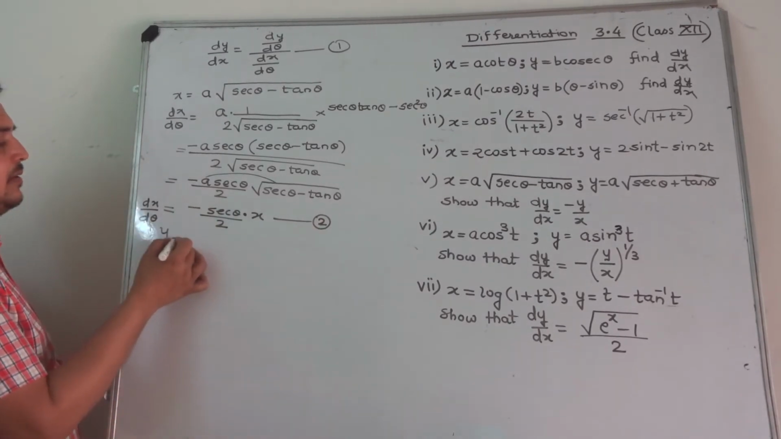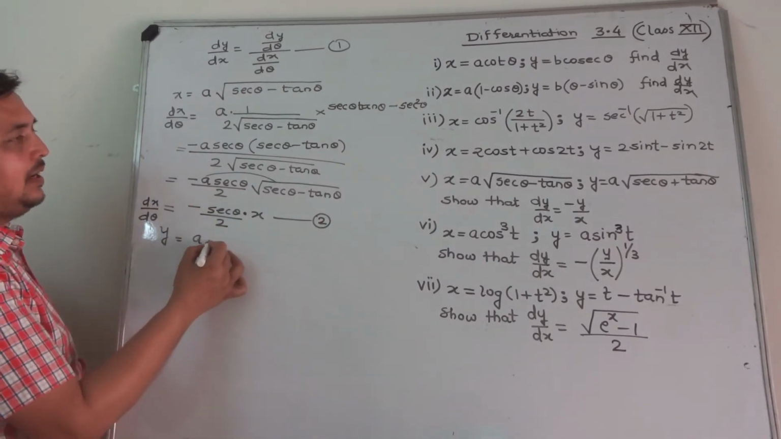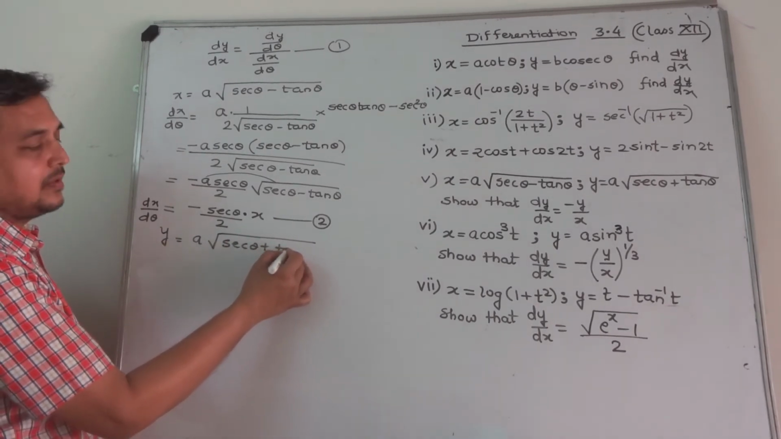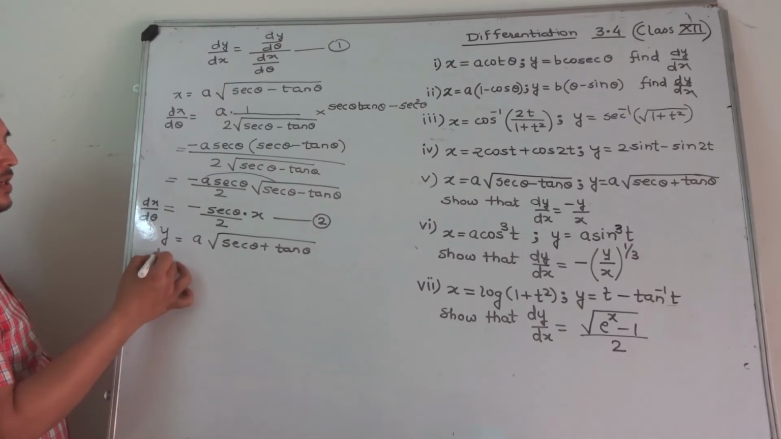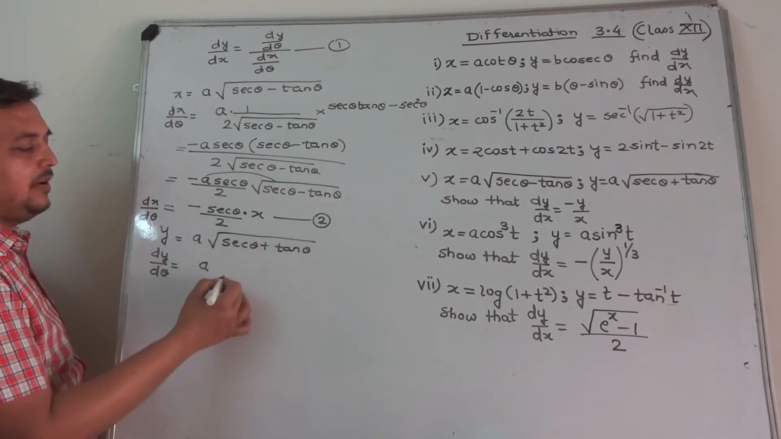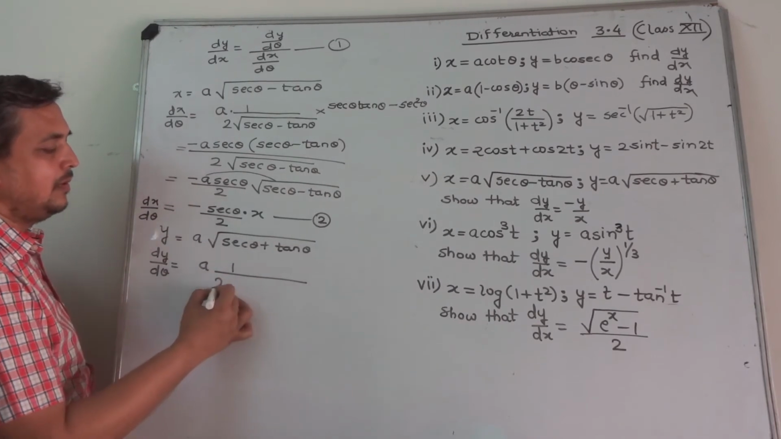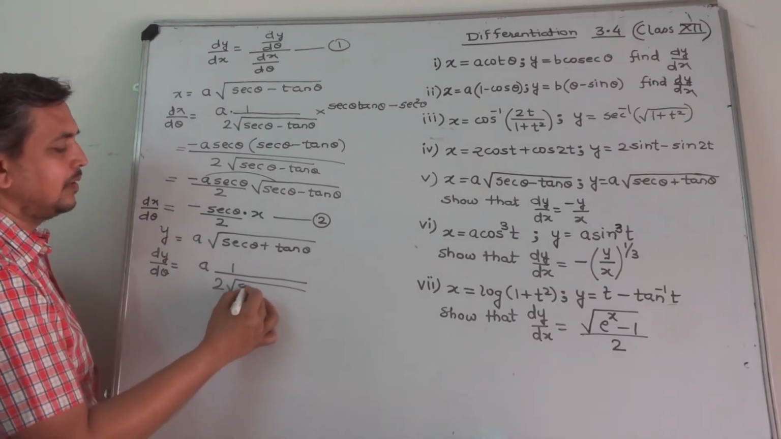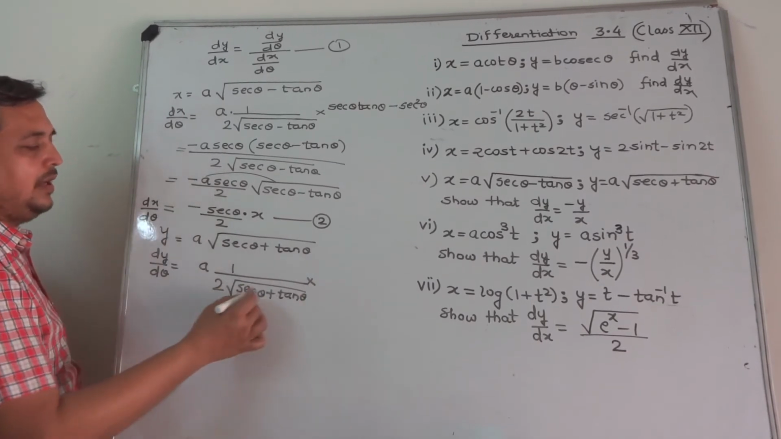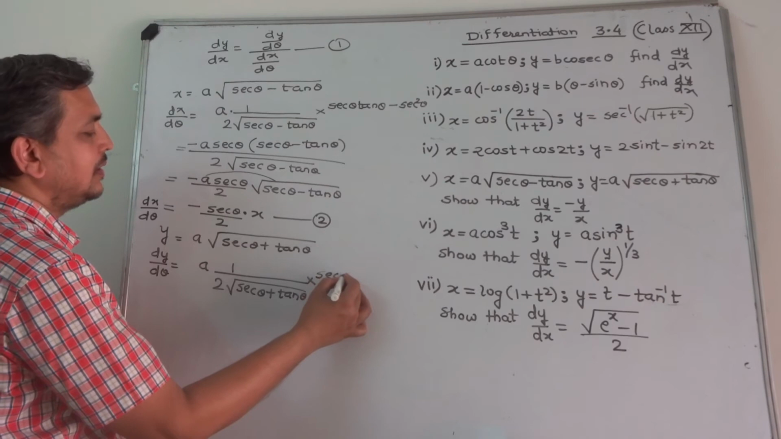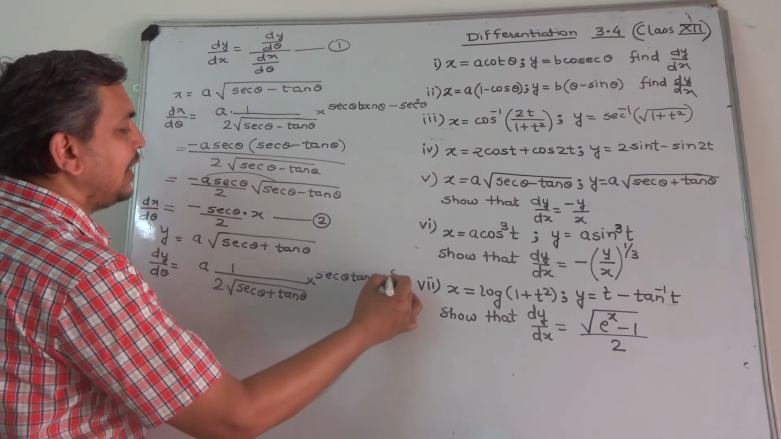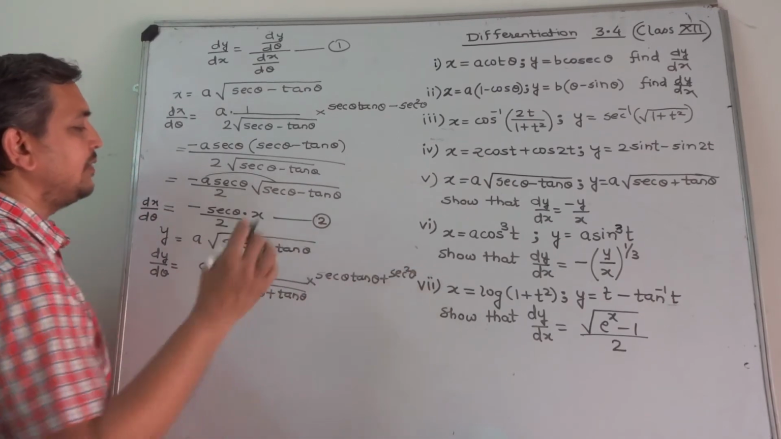Now consider y. What is y? A root of sec theta plus tan theta. What is dy by d theta? A constant. The derivative of root is 1 upon 2 root of sec theta plus tan theta. Chain rule. The derivative of sec theta is sec theta tan theta, plus the derivative of tan theta is sec square theta.